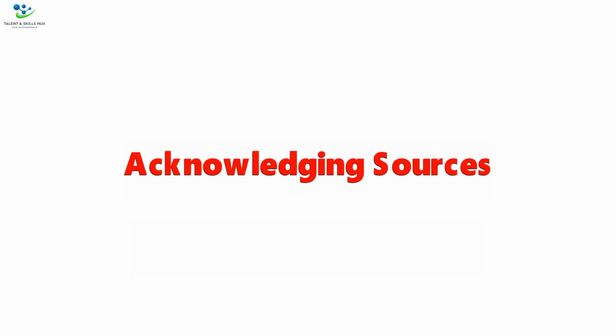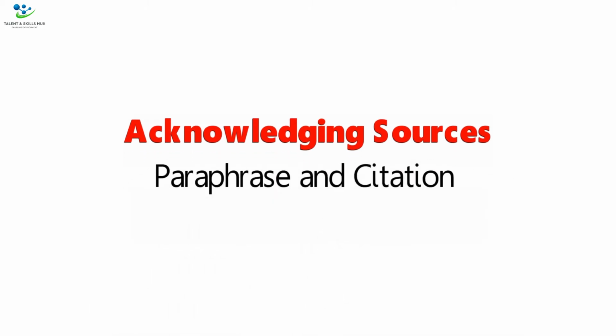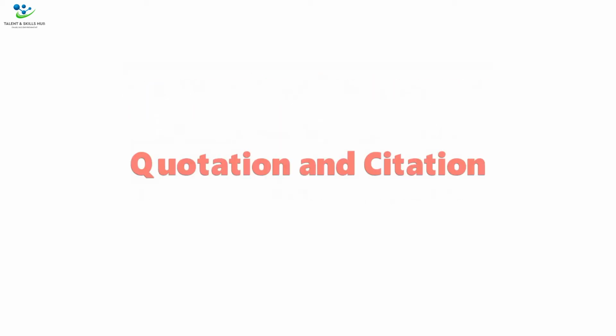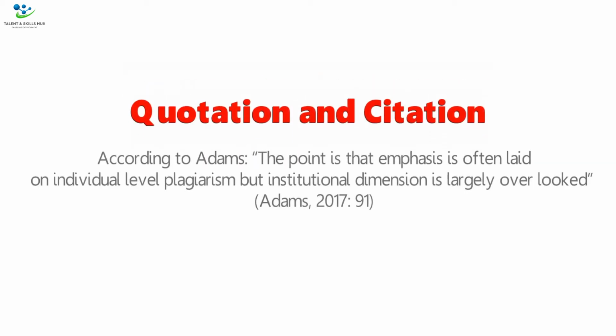There are two ways to do that: paraphrase and citation. For example, Adams claims that academic integrity has both individual and institutional perspectives. For example, according to Adams, the point is that emphasis is often laid on individual level plagiarism, but institutional dimension is largely overlooked.